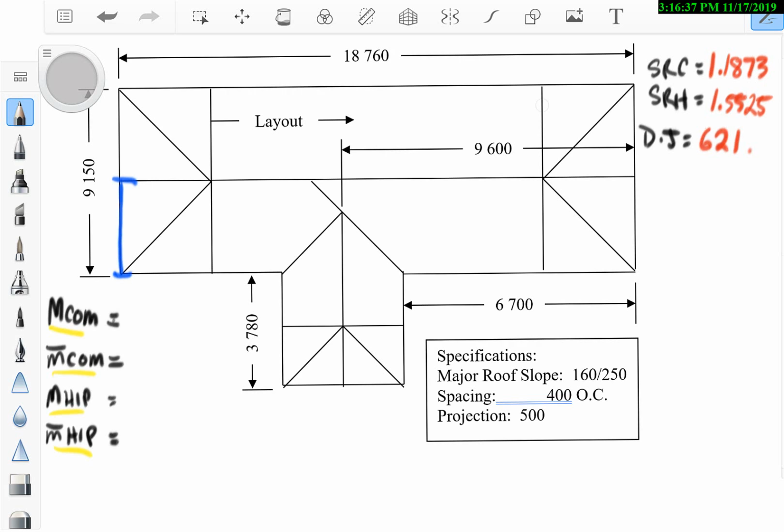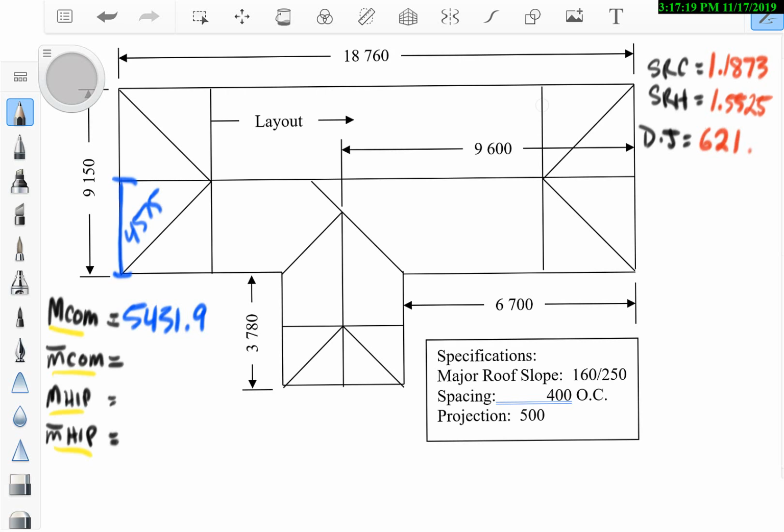which is from there to there. So half the span of 90/150 is 45/75. So the run of common is 45/75. We multiply that by our slope ratio common, 45/75 multiplied by 1.1873, gives us a line length of our major common of 5431.9.